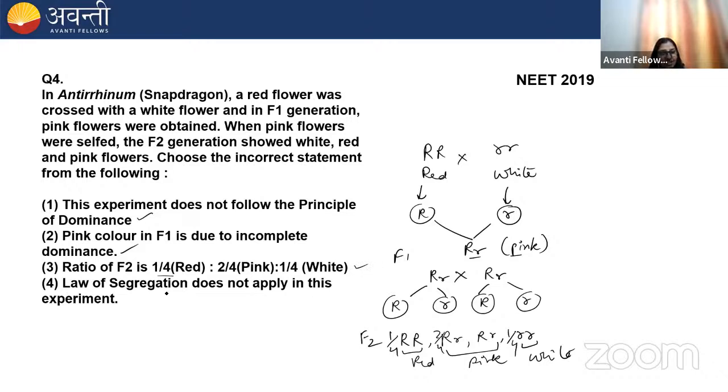Option 4 says the law of segregation does not apply in this case. This is wrong. Law of segregation is a universal law, I told you, and the law of segregation is applicable here because one gamete will carry only one allele, right? So the law of segregation is applicable here, but the fourth option says that the law of segregation does not apply in this experiment. And the question is asking to choose the incorrect statement from the following. So the incorrect statement is the fourth. I hope it is clear to everyone.